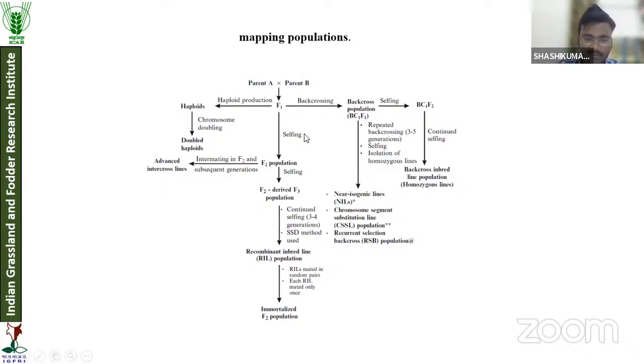As I said, haploids and double haploids are also mapping populations. If you cross and then continuously self the F2, you generate advanced intercross populations, RILs. The best suitable biparental population for mapping is the recombinant inbred line population, because RIL populations can be used in multi-location studies; they are immortal. Since phenotype is a very important trait which can be affected by many environmental factors, RIL populations are immortal in nature. You can go for multi-location and multi-year testing for phenotyping. That's why RILs are the best suitable population for mapping studies.